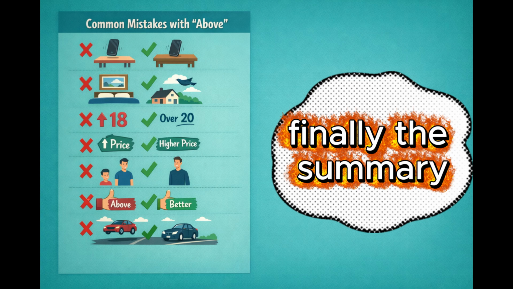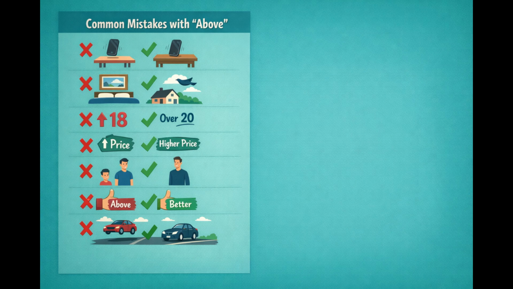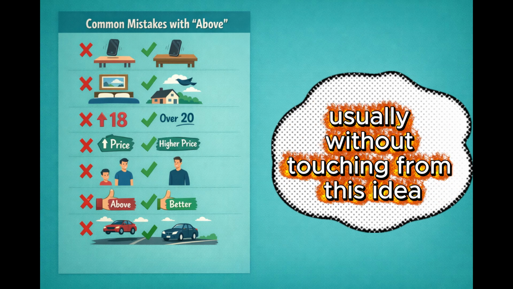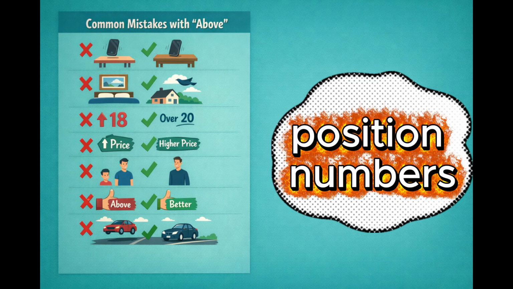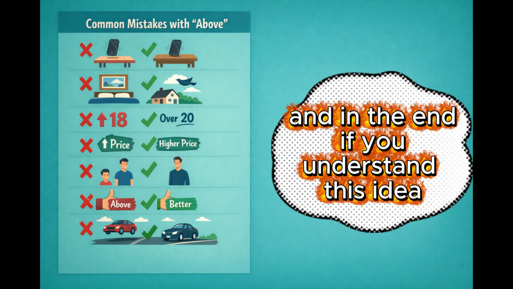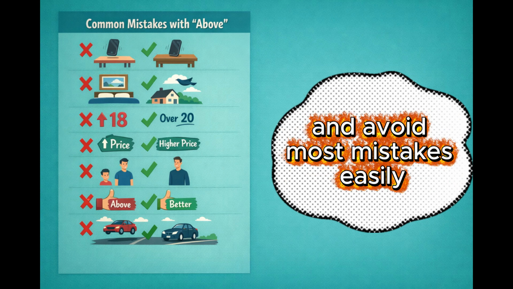Finally, the summary. If you want to understand the word above easily, remember this sentence. Above means something is higher than something else, usually without touching. From this idea, we understand all the uses: position, numbers, level, and reference in writing. And in the end, if you understand this idea, you will be able to use the word correctly and avoid most mistakes easily.